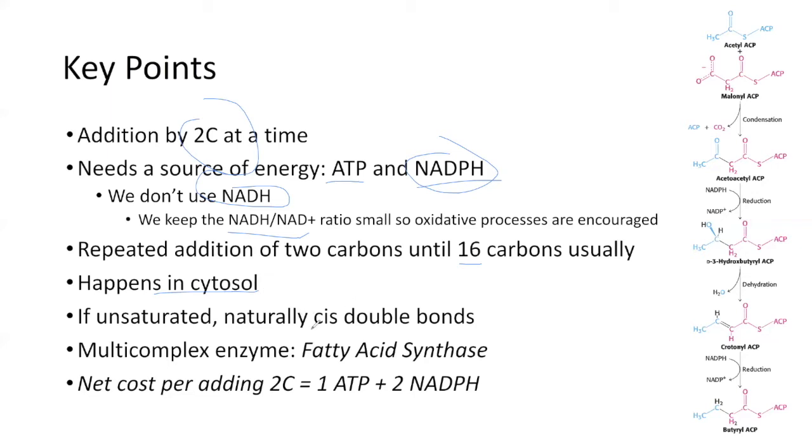If you're going to make a double bond, it is naturally cis. And lastly, I put in here the general accounting for what the cost is of adding 2 carbons, but we'll go over exactly why. So right now it doesn't make sense to just show you this, and we'll cover this again later on.